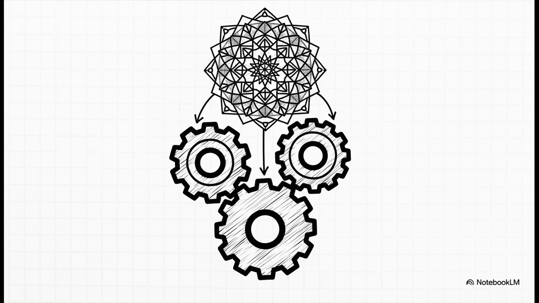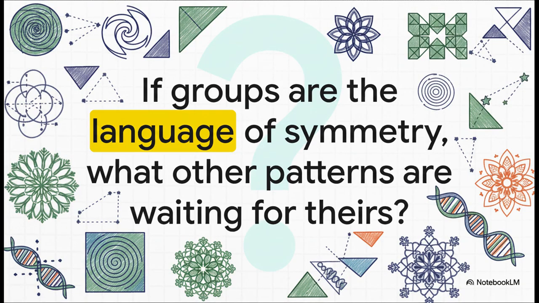And that leaves us with one last big question to chew on. We found a formal language to describe this deep pattern of symmetry, and it completely unlocked huge areas of science. So the question is, what other fundamental patterns are out there, hiding in plain sight, just waiting for us to discover the right language to describe them?